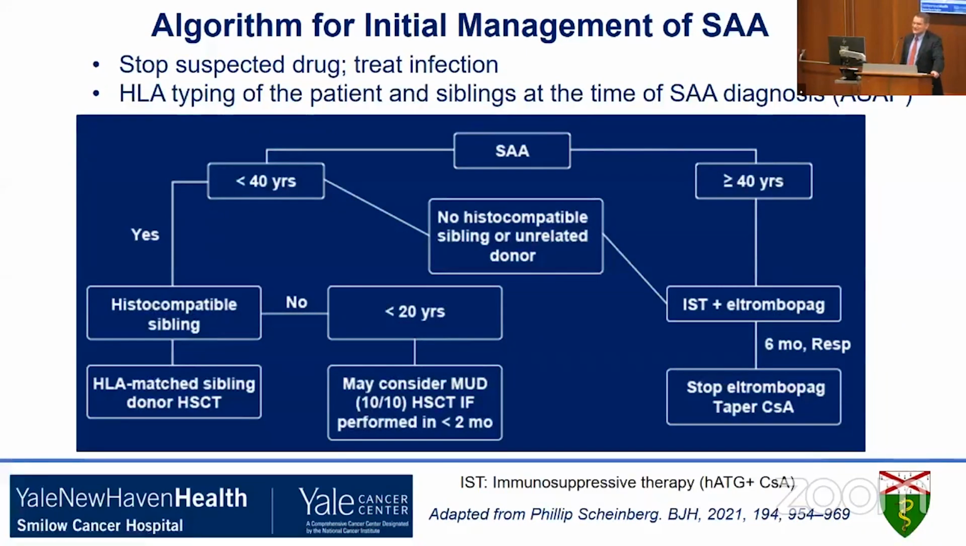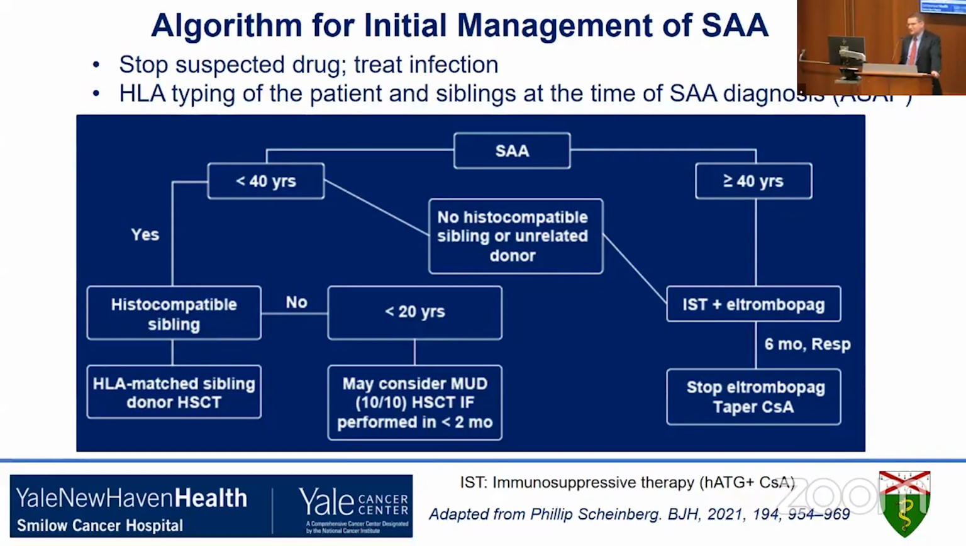So this is the algorithm of initial management of severe and very severe aplastic anemia. First of all, if you can identify the drug which caused the damage or triggered the immune system, it is imperative to stop that medication. And if there is infection, you can treat it, and that may help to improve marrow function. But a lot of times, whatever triggers the immune system is gone, but the immune system is still damaging your marrow, and you have to take measures to cool off the immune system response to it.